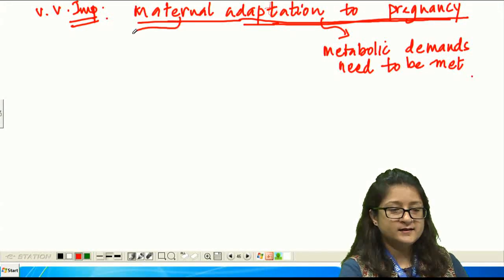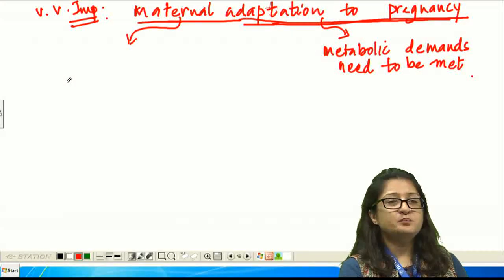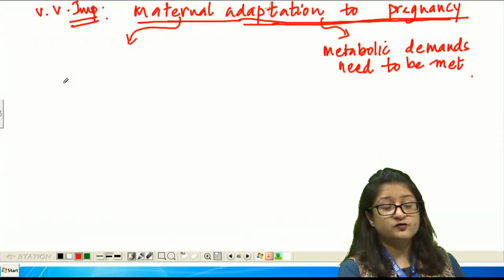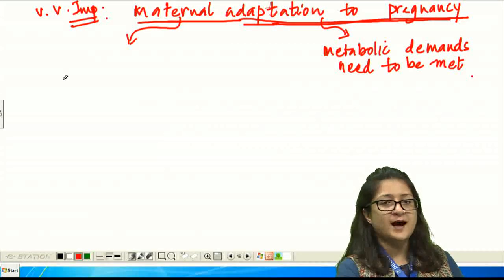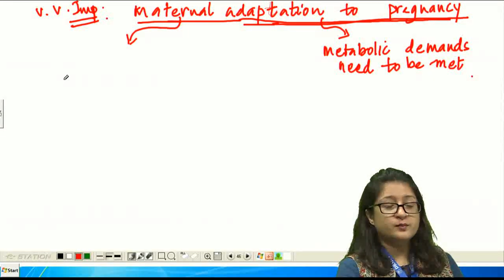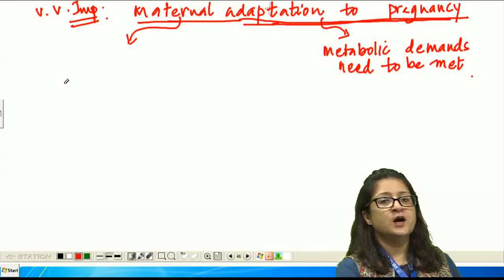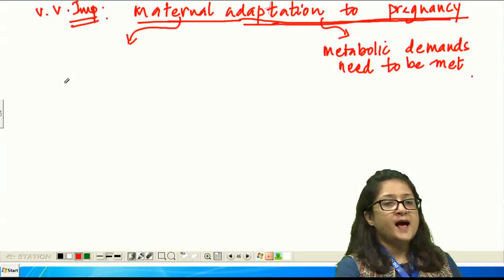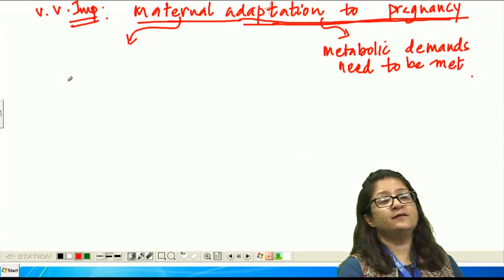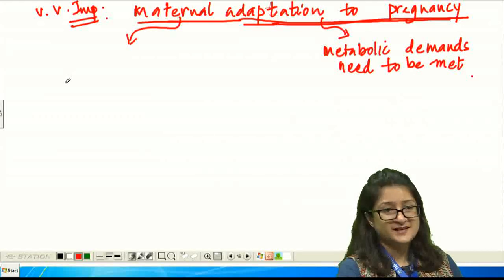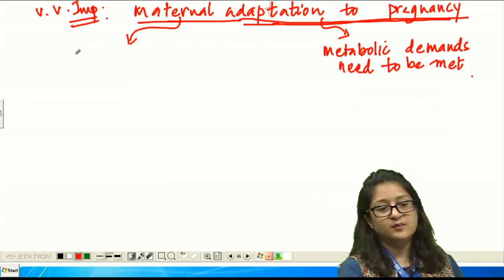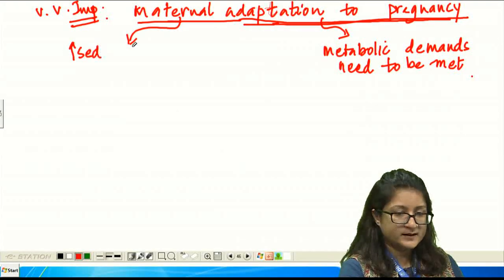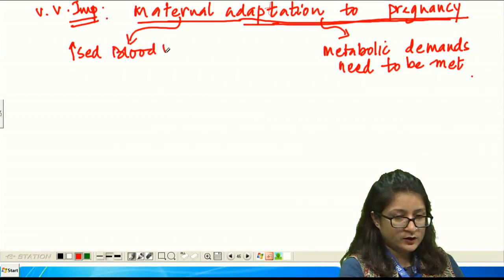Another thing is that there is another parallel circulation which is going to form inside the mother's body, which is the fetal circulation. Now the mother's blood has to perfuse her own body systems as well as another living thing growing inside, that is the placenta and the baby. So now the mother has to increase her blood volume. Another thing that is happening is the increase in blood volume.